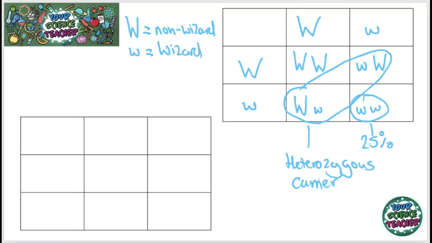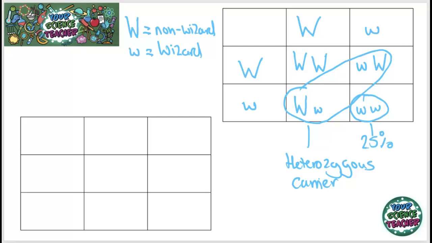And then she also has a chance of being completely a non-wizard. This would be a homozygous non-wizard. Physical characteristics are not the only things that are passed down through genetics. Sometimes genetic diseases are inherited as well.